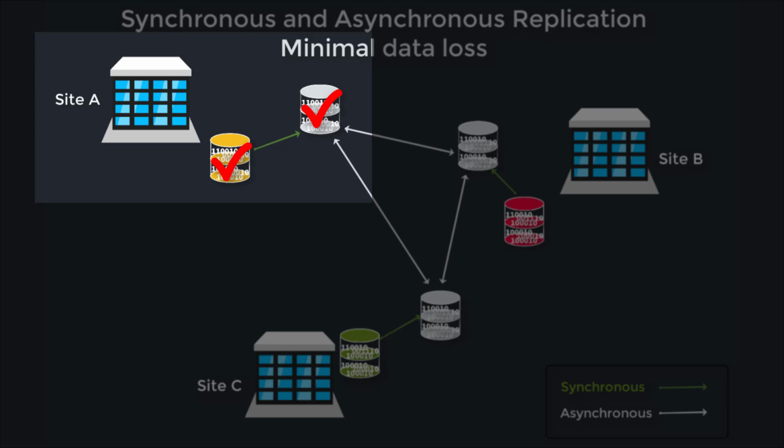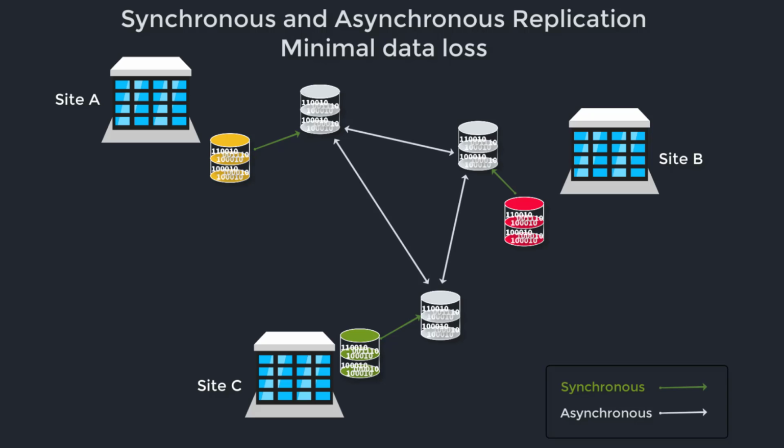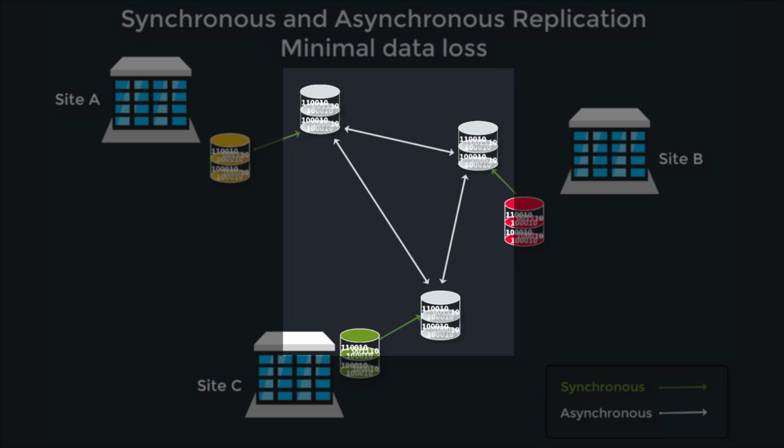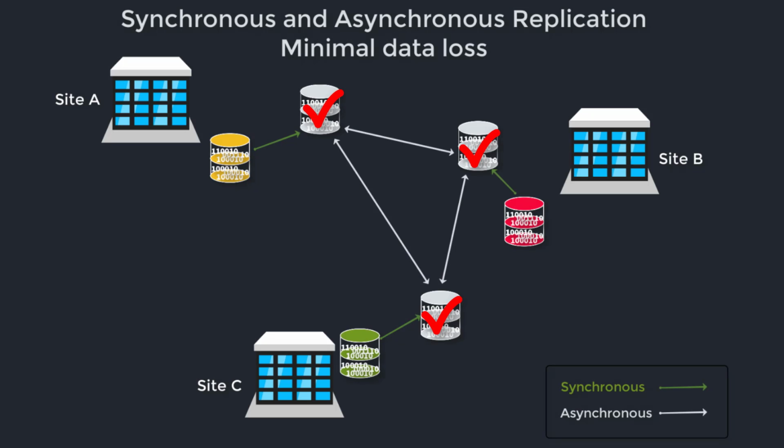Then we take that synchronized data, for example, from Site A in the gray database there, which is the replicated copy, and then we asynchronously replicate that to Sites B and C. So that means that the data sits at all three sites, although the replication between the sites is asynchronous. Now, is this zero data loss? It's not. It's minimal data loss.